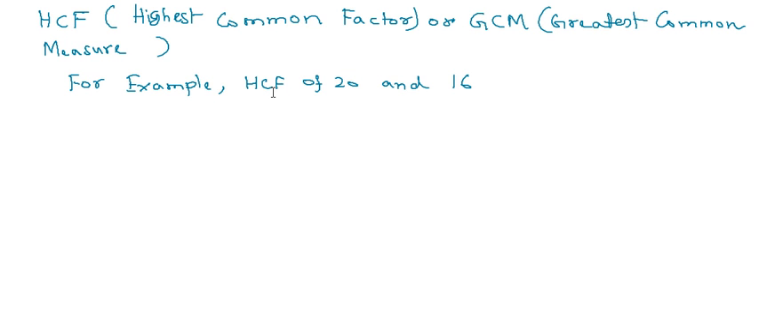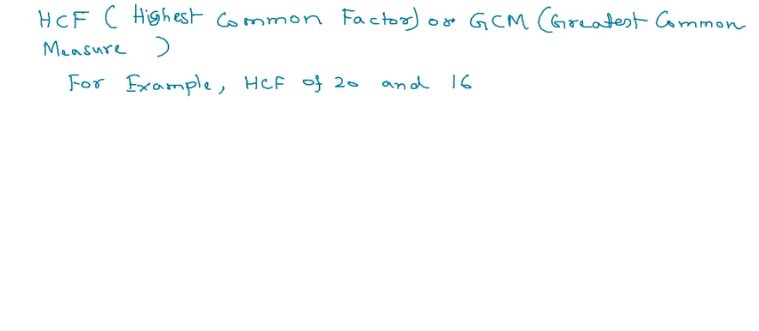If two numbers are given, for example here 20 and 16, HCF will be the greatest number that divides both of them exactly. HCF can be found out in two ways, by using the factorization method and division method. Now let's see the factorization method.